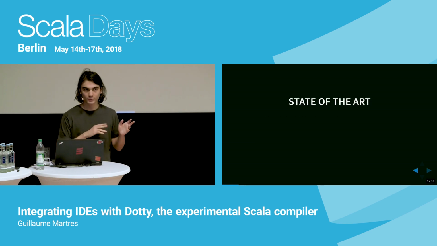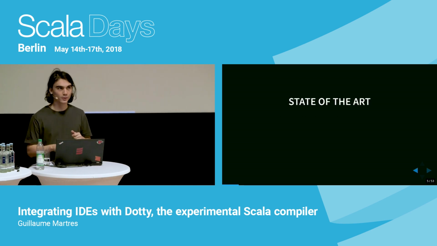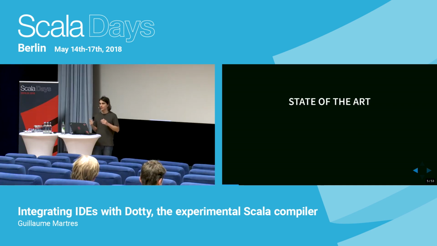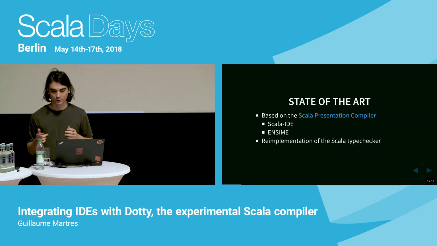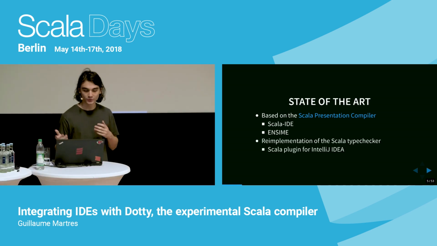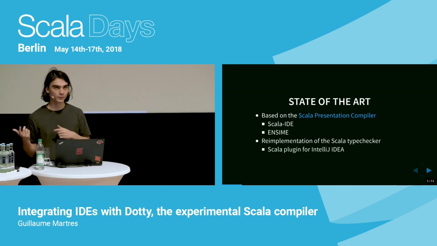So let's first start by looking at the state of the art. So the kind of IDE support you can get today in Scala. So there's two kinds really. There's the one based on the Scala presentation compiler, that is the Scala IDE based on Eclipse and Ensime. And on the other side, you have re-implementations of the Scala type checker, and there's only one besides Dotty. It's the Scala plugin for IntelliJ.